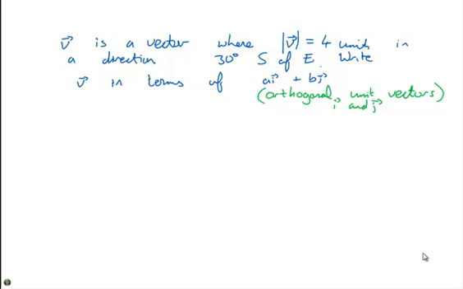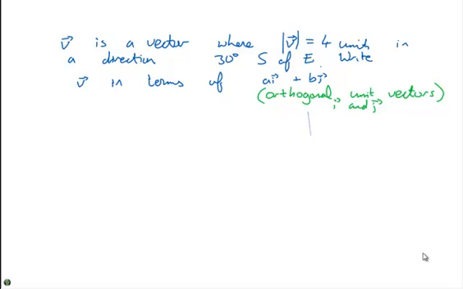Homework as well. Okay, so this is a vector v where the magnitude of v is 4 units in a direction 30 degrees south of east, and we want it in terms of i's and j's, the orthogonal unit vectors. So if we go with this here, first off, we can just draw a quick diagram of it.